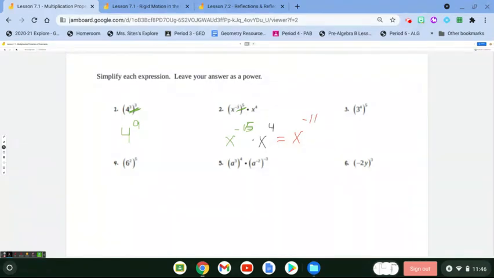For question number 3, I'm going to keep the base of 3. And again, I see those two exponents in a row. So 4 times 5 will give me 20.